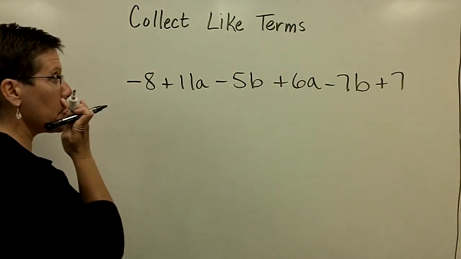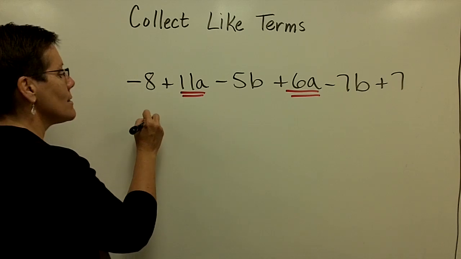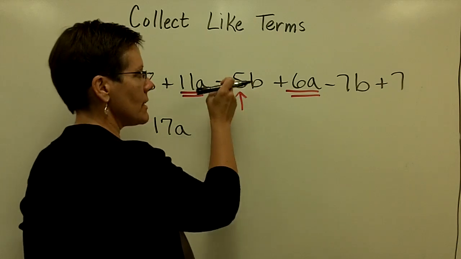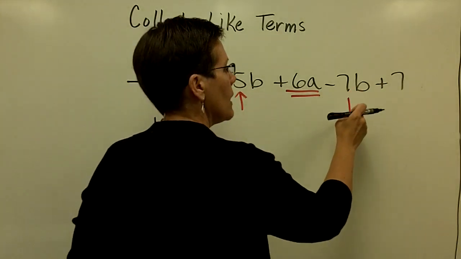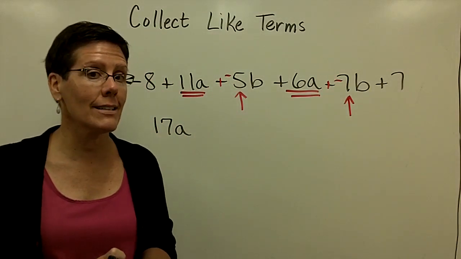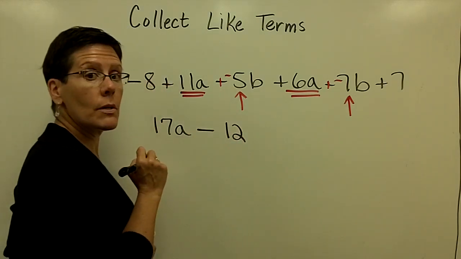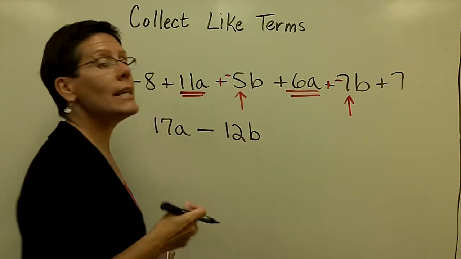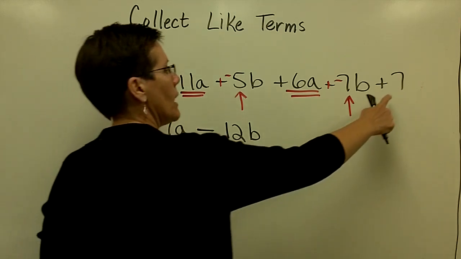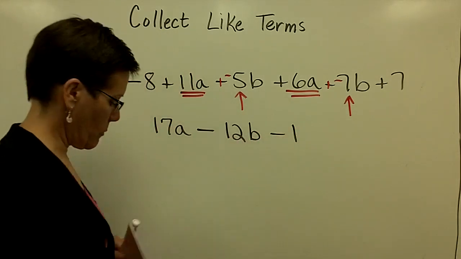I'm going to do this one fairly quickly. I'm going to do the a's first. So 11a plus 6a is 17 of those a's. Then I have a negative 5. That's essentially a negative 5b. And I have a negative 7b that I'm adding together. They have like signs, so I add their absolute values. That's a 12. And I give their answer the common sign. So that's a negative 12b, or you can write it as plus a negative 12b. Finally, this negative 8 and that positive 7 add to be a negative 1. I can write that as minus 1 or plus a negative 1.